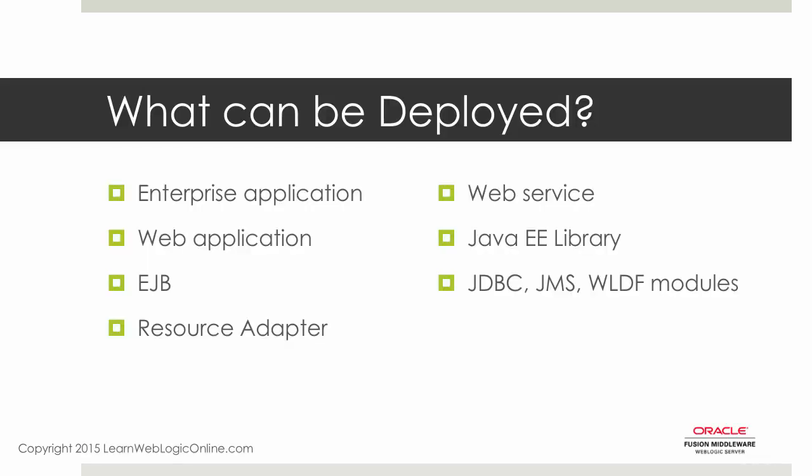So what can be deployed within WebLogic? Well, WebLogic supports the Java EE6 standard specification for application development and packaging. What that means is that you can deploy any JEE application or module to WebLogic. Enterprise applications as EARs, web applications as WAR files, EJBs as JARs, and resource adapter archives as RARs, web services, Java EE libraries or shared libraries, and standalone JDBC and JMS modules.